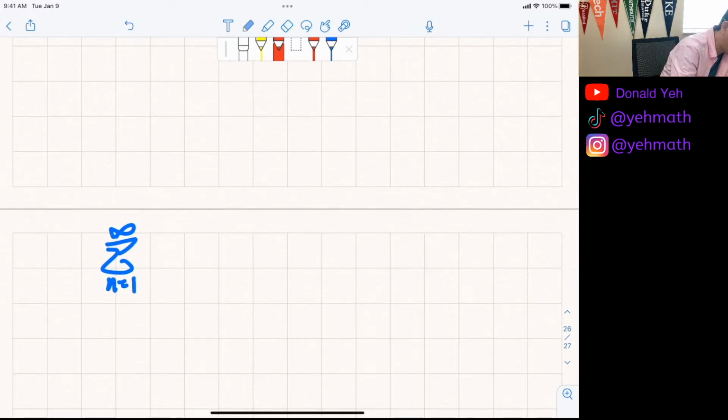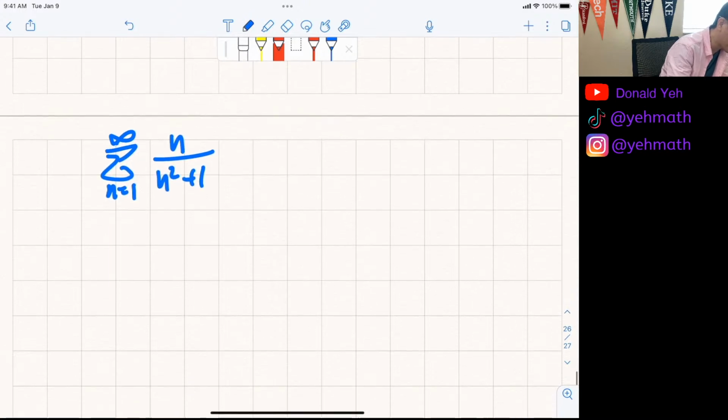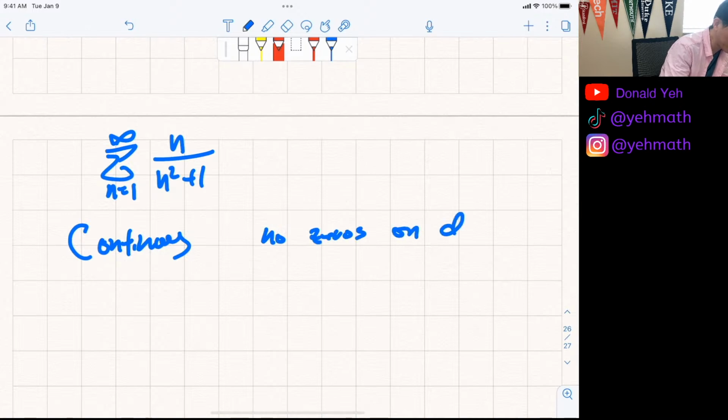And how do I need to prove it? I need to prove a couple things. So n over n squared plus 1. Is this continuous? Yes. Okay, so it's continuous because there is never a zero in the denominator. You don't have a negative sign on the denominator. So there are no zeros in the denominator, right? If you really want to say that, you can actually prove that.